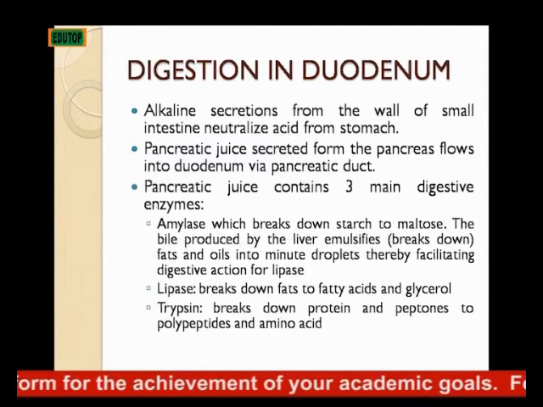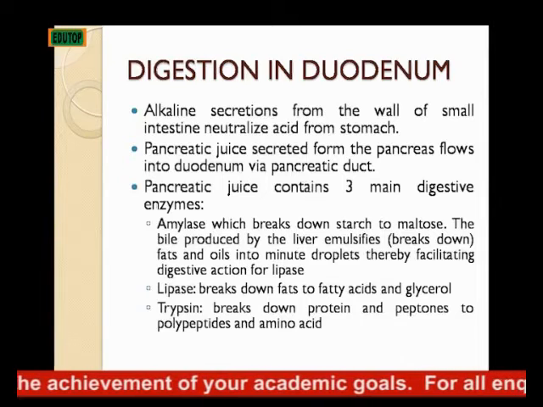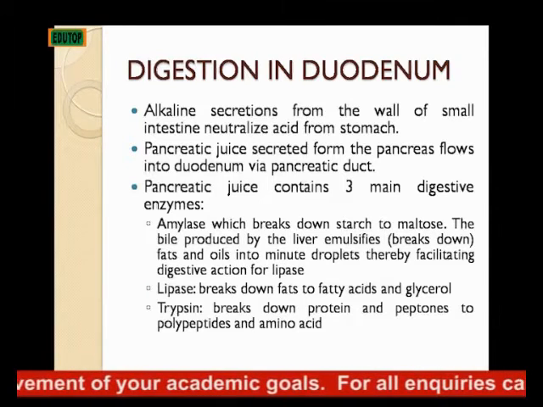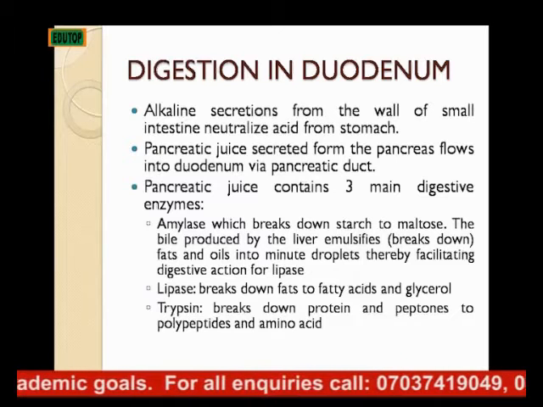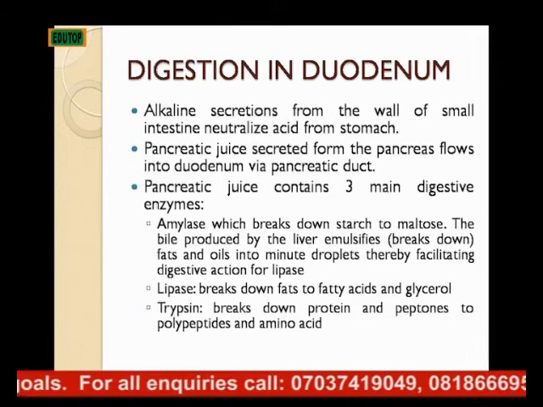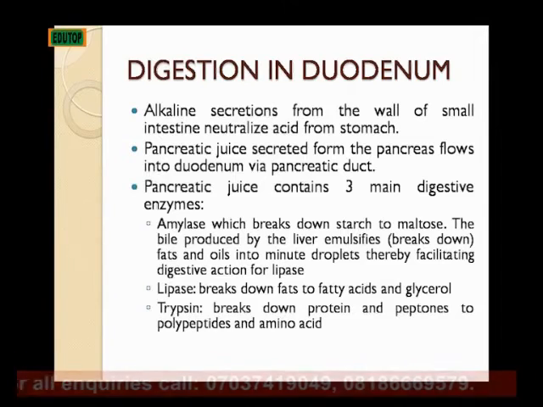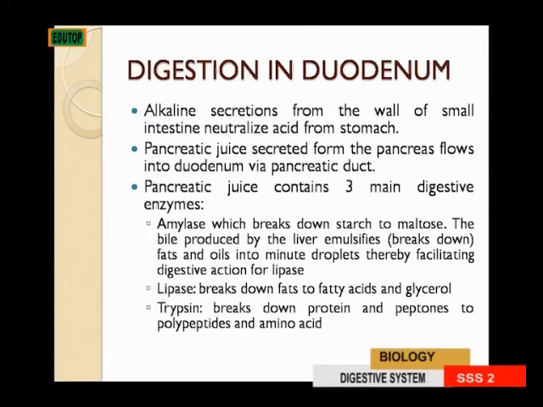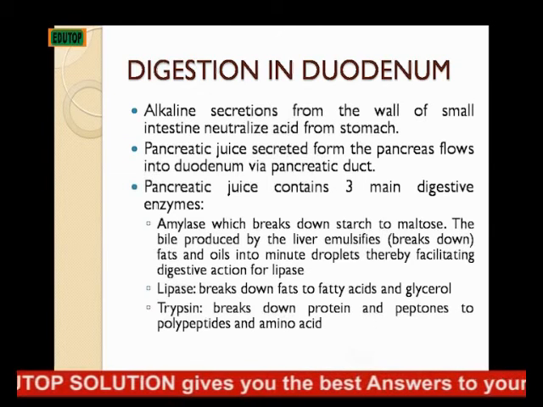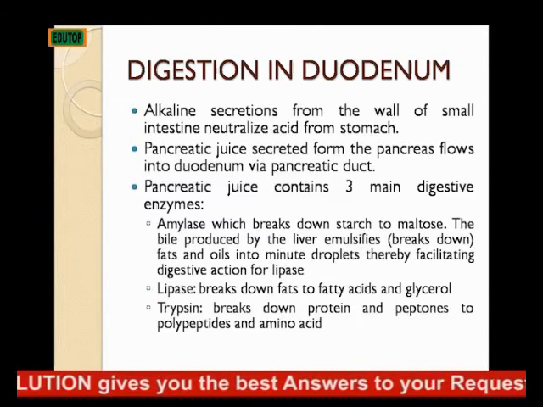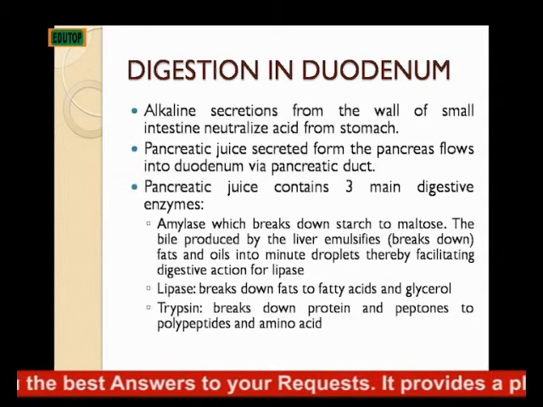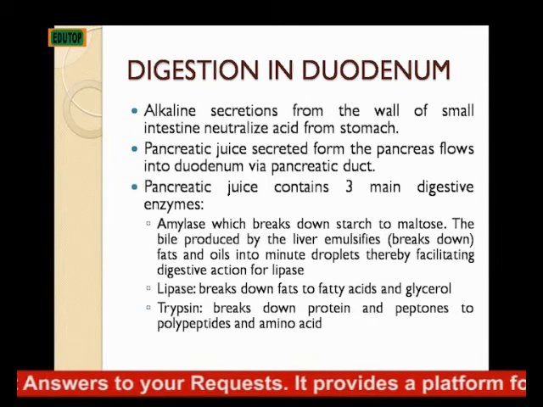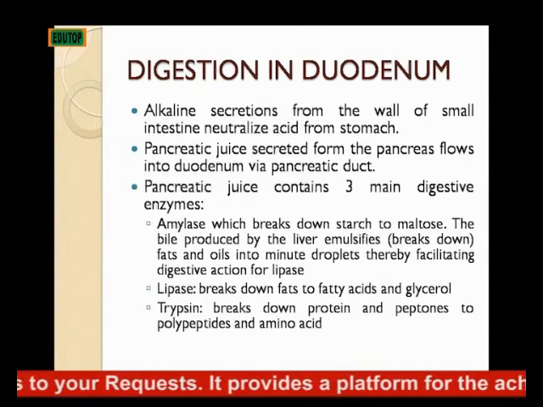And the first is amylase. Amylase breaks down starch into maltose. The bile produced by the liver breaks down fat and oil into small droplets, thereby facilitating the digestive action of lipase. So, majorly, what the amylase does is convert starch into maltose. Then lipase breaks down fats into fatty acid and glycerol. Then trypsin breaks down protein and peptones into polypeptides and amino acids.